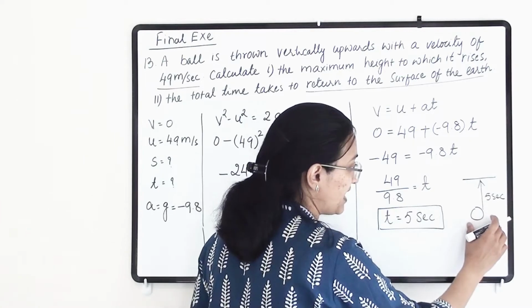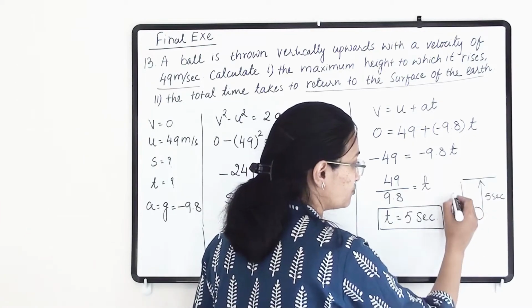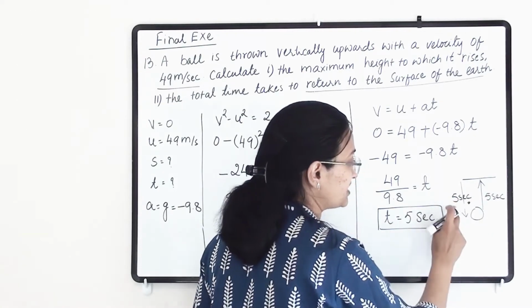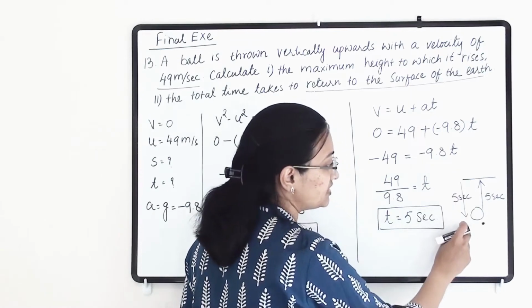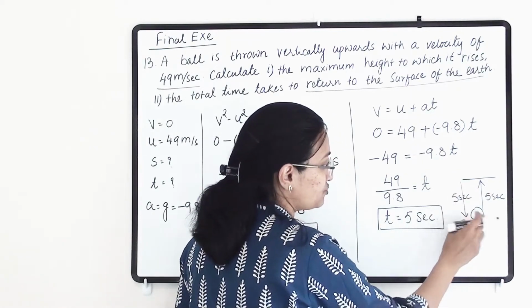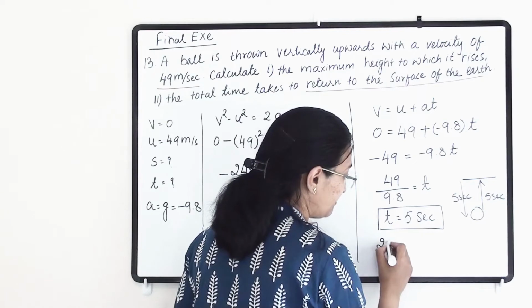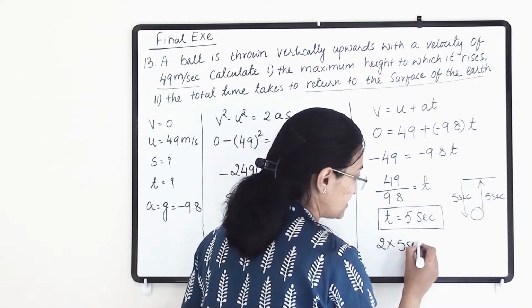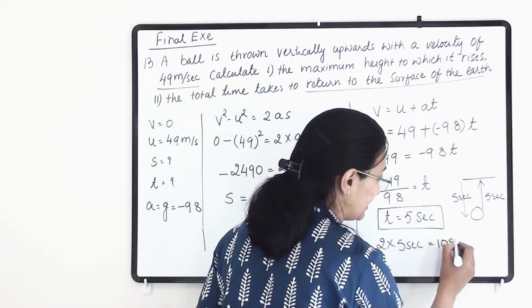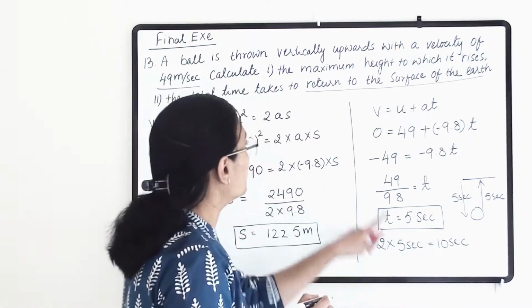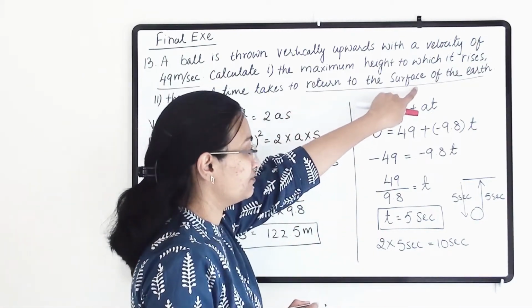Again it comes back in the same time. So again it will take 5 seconds more to reach the earth's surface. So we are going to multiply by 2. 2 into 5 seconds equals 10 seconds is the time it will take to return to the surface of the earth.